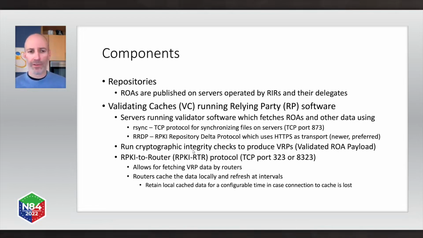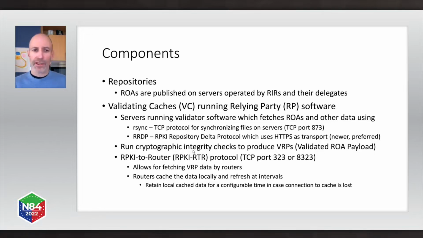RRDP stands for RPKI Repository Delta Protocol, and it uses HTTPS as its transport. So that's a newer protocol. In some ways, it could be considered preferable. Then the validating caches take that data that they fetched and they run cryptographic integrity checks to produce what are called VRPs, validated ROA payloads. And those are really those tuples of a prefix, a max length, and an origin AS.